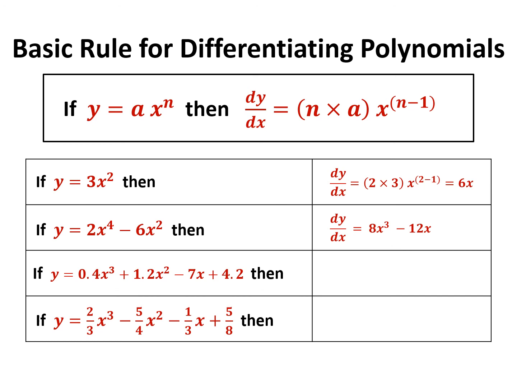Next one, they're getting slightly harder, but in actual fact, they aren't really much harder. 0.4x cubed is going to become 1.2x squared. The 1.2x squared is going to become 2.4x. The minus 7x is going to become 7, and the 4.2 will just disappear. And the last one, this is why we did fractions earlier. 3 times 2/3 is going to become 6/3, which is just 2, so it's 2x squared. The 2 times minus 5 over 4 is going to become minus 10 over 4, which is minus 5 over 2, x. The minus 1/3 x is just going to become minus 1/3, and the 5 over 8 is just going to disappear.